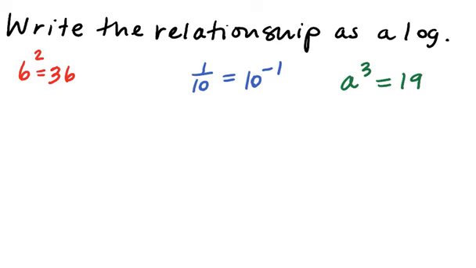So write the relationship as a log. Now remember, the base of the exponential relationship is the same as the base of the log. Okay, so I know there's going to be a log here. The base is going to be 6. The log is the exponent, so this is going to be equal to 2. And that means I'm going to put 36 in there.